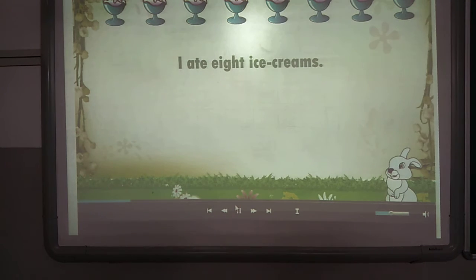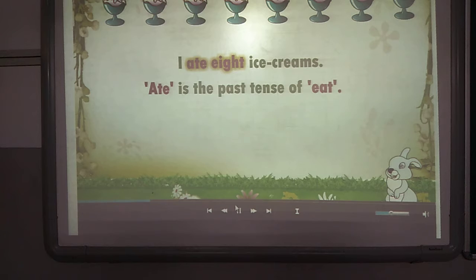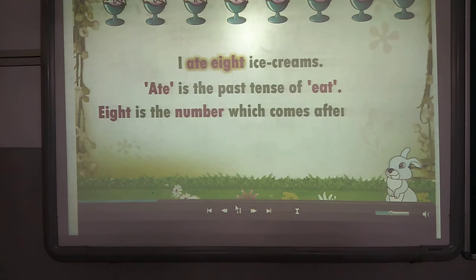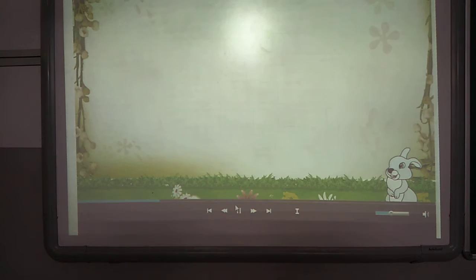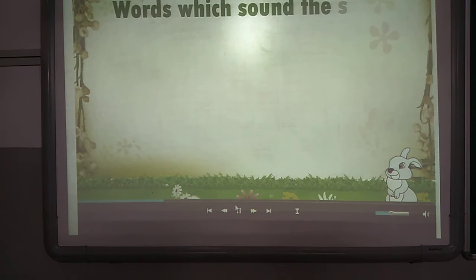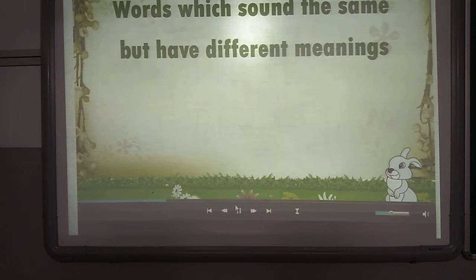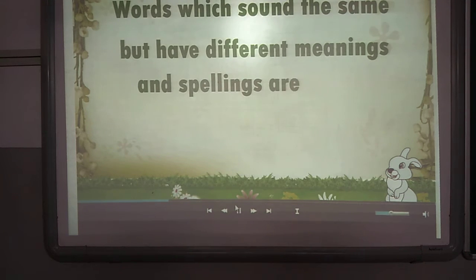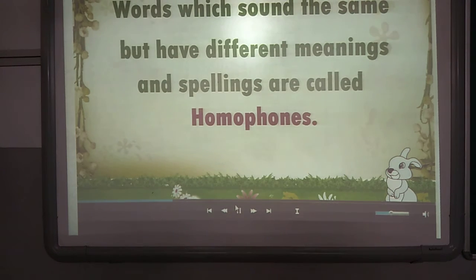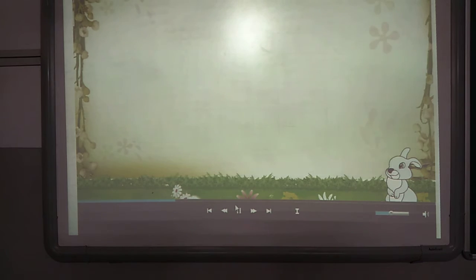I see. I used the words eight and ate, both sounding like eight. But whereas ate is the past tense of eat, eight is the number which comes after seven. Words which sound the same but have different meanings and spellings are called homophones. Let's look at a few examples to understand.